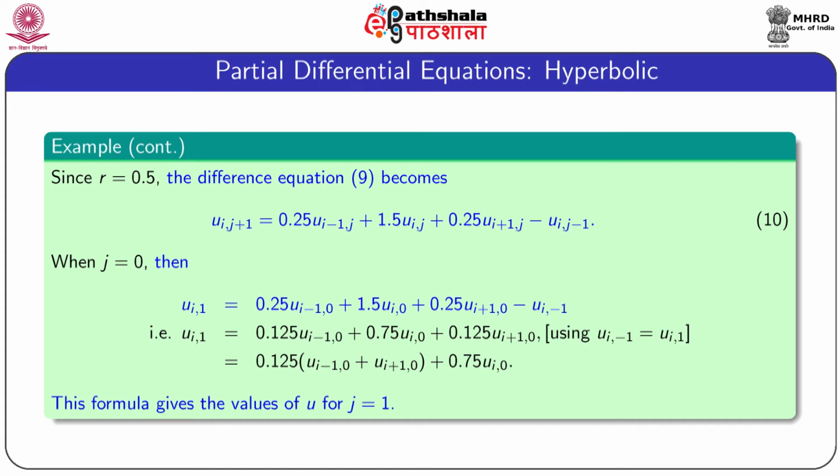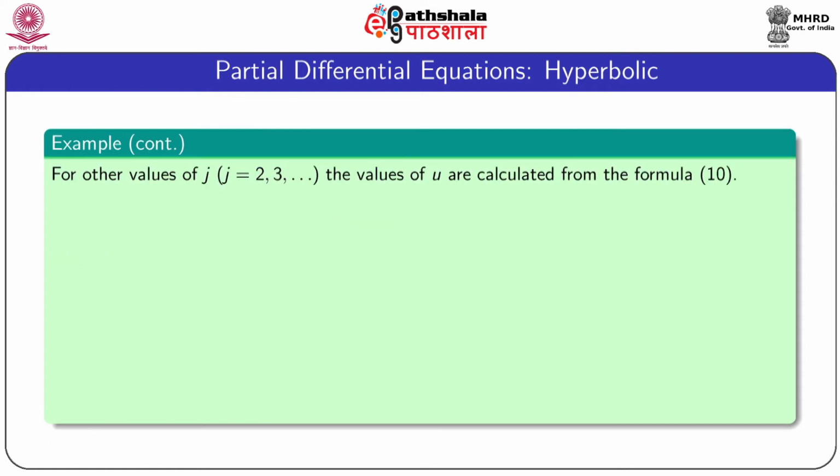So this gives all values of i for j equal to 1, and for i equal to 1, 2, 3, 4 and so on. For other values of j, that means when j equal to 2 or 3 and so on, the values of u are calculated from equation 10. Now the initial and boundary values are shown in the following table.